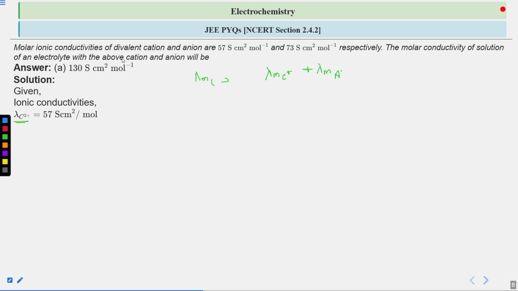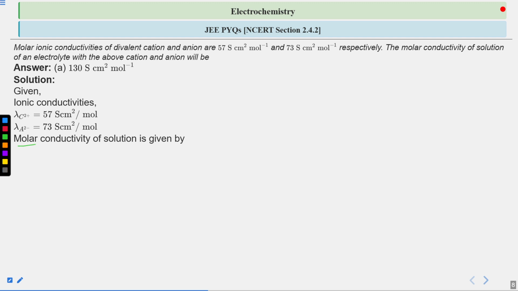Lambda C2 positive, because it is already given as a divalent cation and anion. So C is representing the cation having the 2 positive charge. The ionic conductivity of the divalent cation is given as 57 Siemens centimeter square per mole, and similarly the ionic conductivity of the divalent anion is given as 73 Siemens centimeter square per mole. These are the two quantities given in the question.